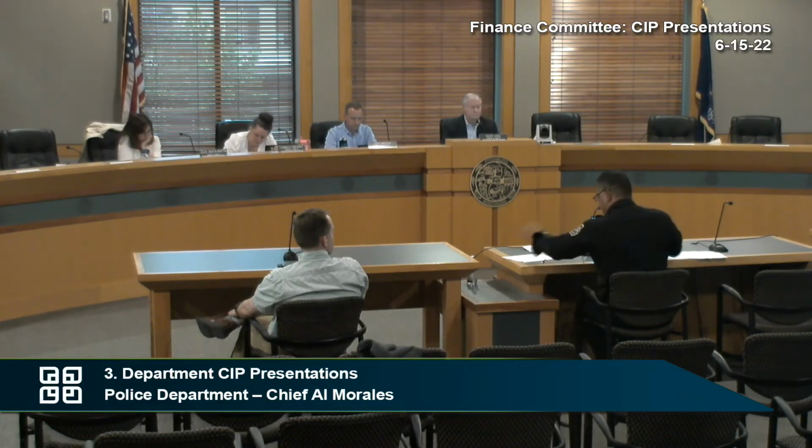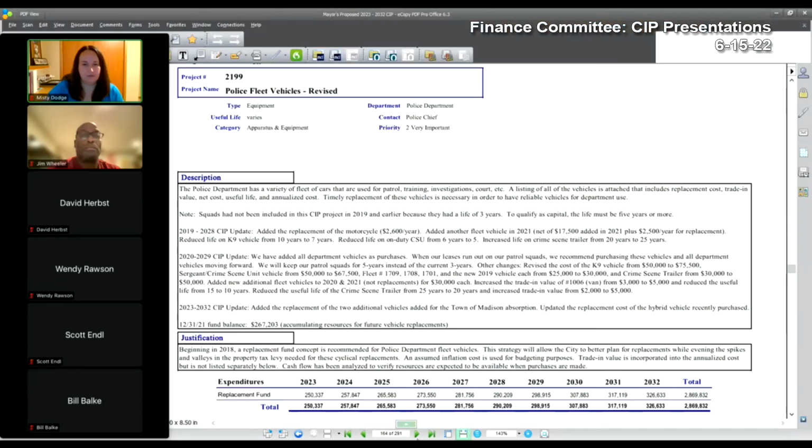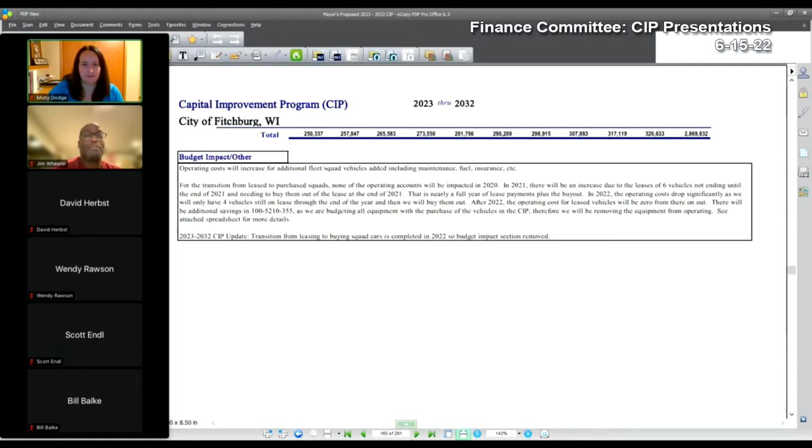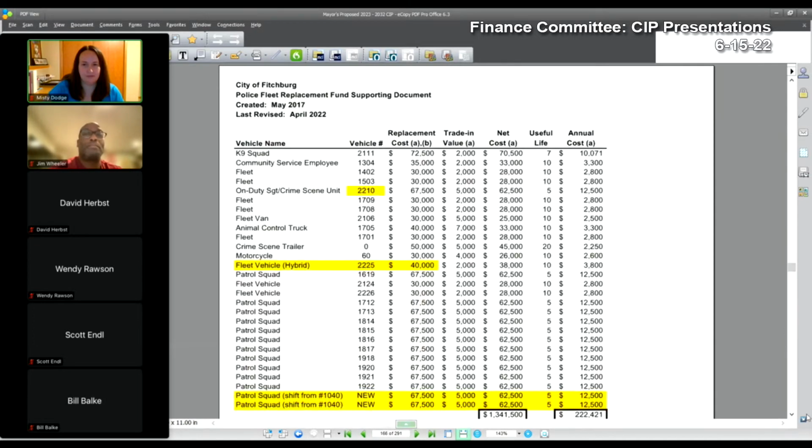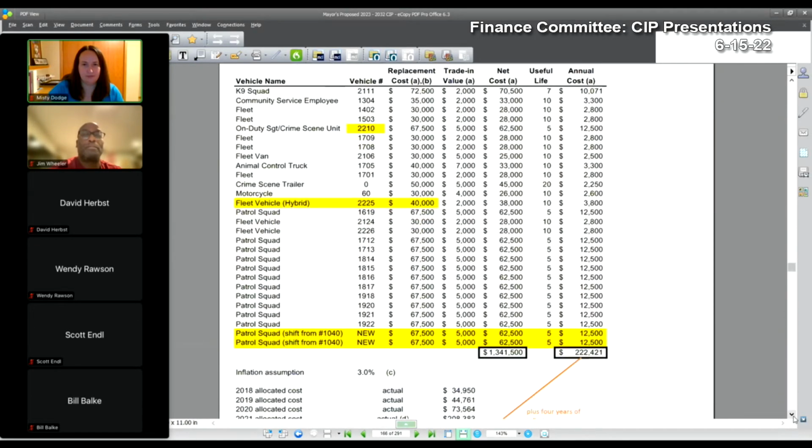And the last item, we're going to go back to the electric conversation, is the police fleet vehicle revise. And again, this is added the replacement of the 2 additional vehicles added for the town of Madison absorption, and updated the replacement cost of the hybrid recently purchased vehicle. None of our vehicles that we ordered at the beginning of the year have been delivered.